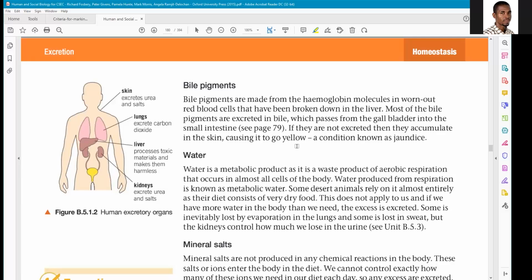So bile pigments are made from the hemoglobin molecules in worn out red blood cells that have been broken down by the liver. So if you were wondering what happens to the red blood cells, since we say they don't live too long and they can't reproduce themselves, they're broken down by the liver. And some of the material from that is recycled. Most of the bile pigments are excreted in bile, which passes from the gallbladder. Well, it is stored in the gallbladder first, of course, then goes into the small intestine. If they are not excreted, then they accumulate in the skin, causing it to go yellow, a condition known as jaundice. In St. Vincent, jaundice.